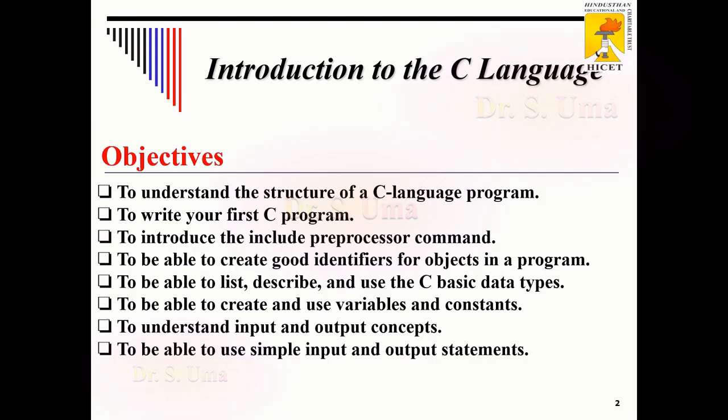The agenda consists of the structure of a C language program, how to write a C program to begin with, an introduction to preprocessor commands, to be able to create good identifiers for objects in a program, to be able to list, describe and use the C basic data types, to be able to create and use variables and constants, to understand input and output concepts, to be able to use simple input and output statements.